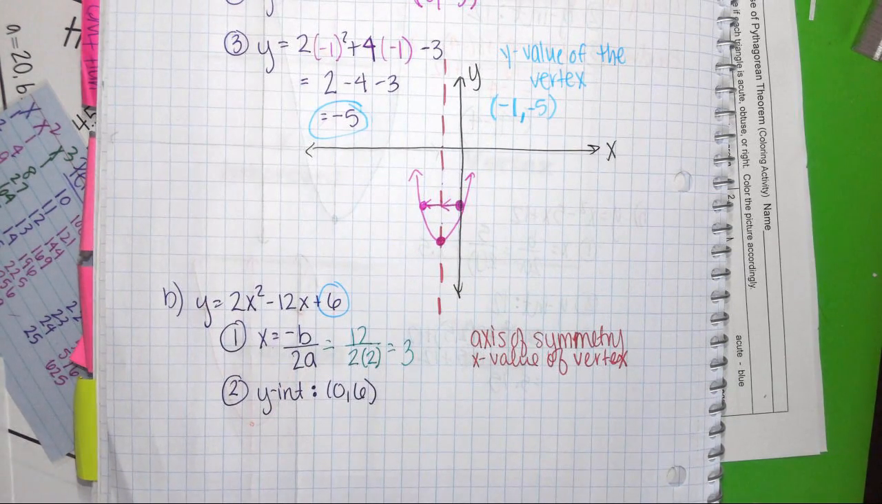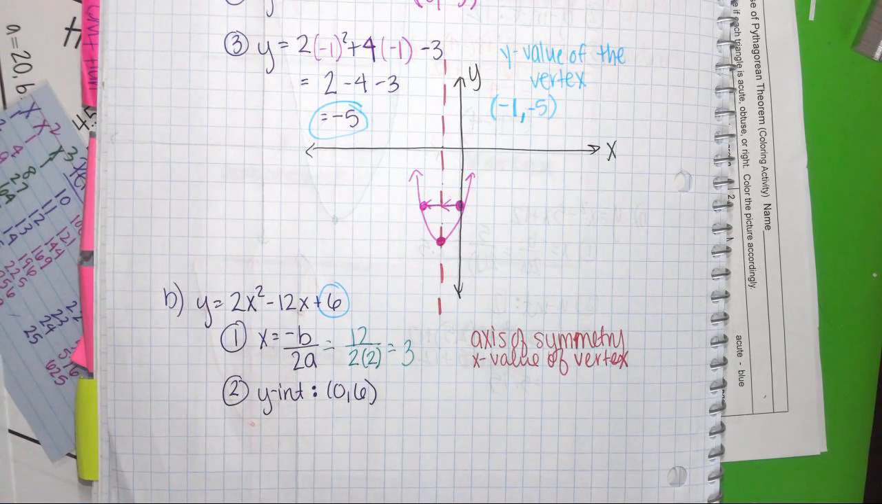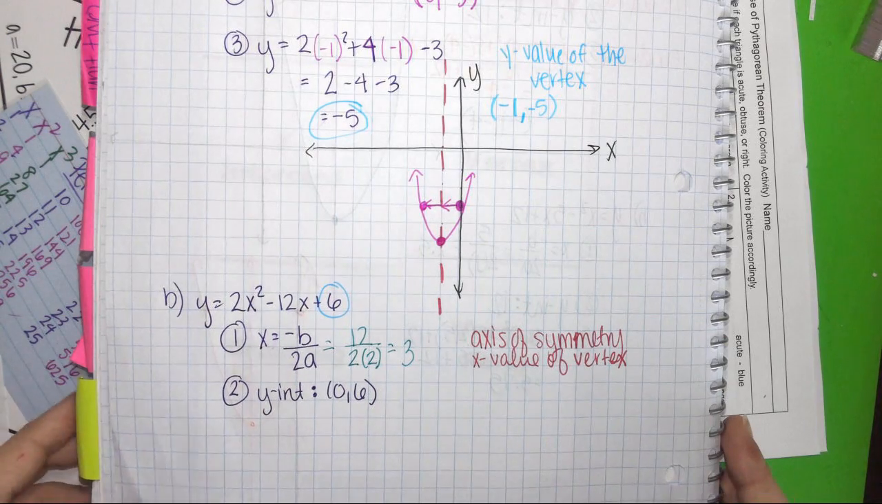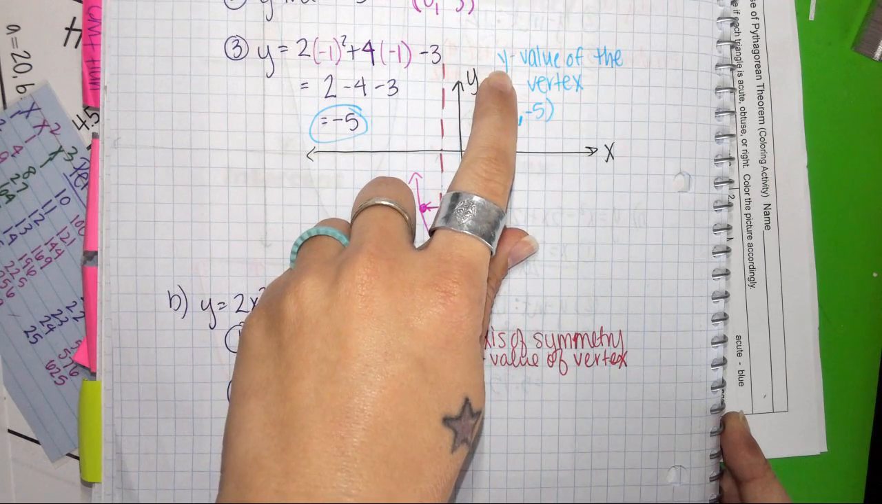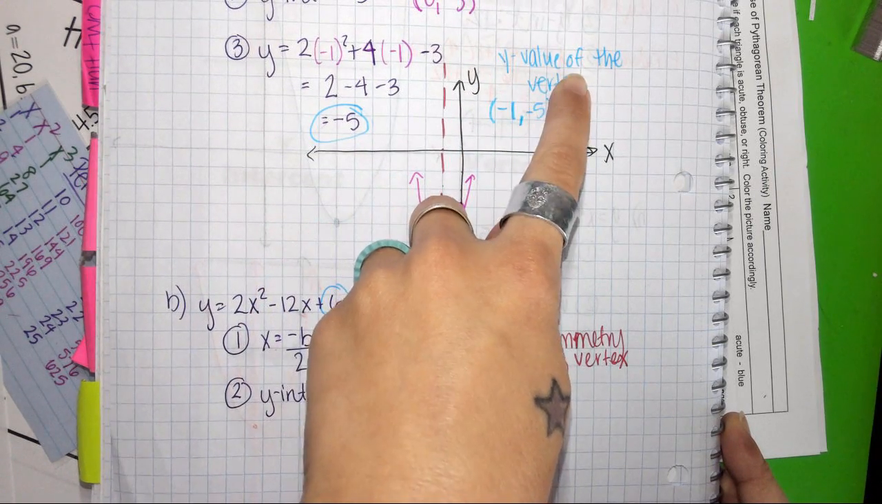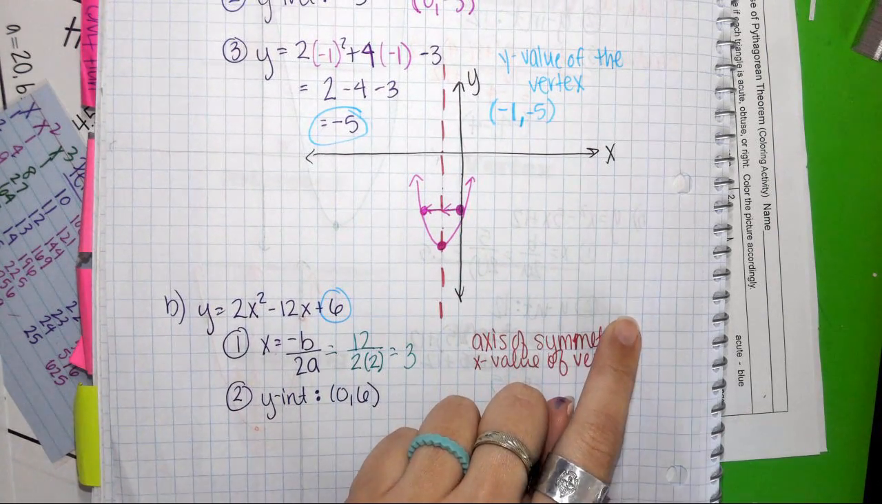Now, Damien, can you tell me, please, sir, what I do from here? I found my axis of symmetry. I found my y-intercept. Tell me step 3. You gotta find the numbers. Do you see the blue? Value of the vertex. What is this first letter? Y. So what are we finding? The y value of the vertex.